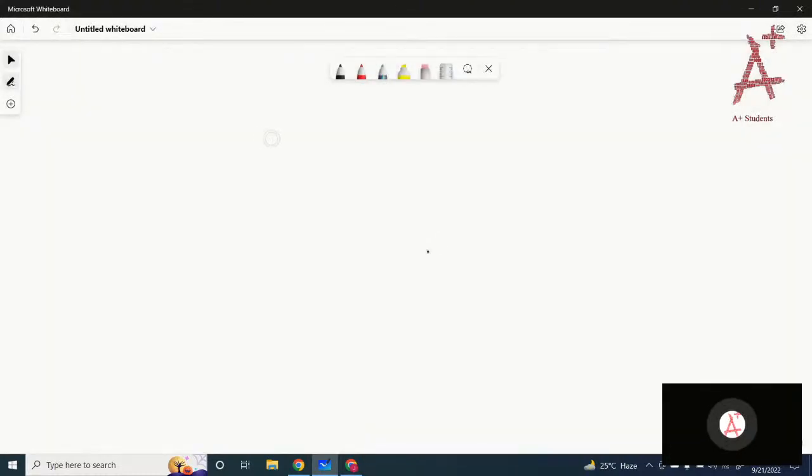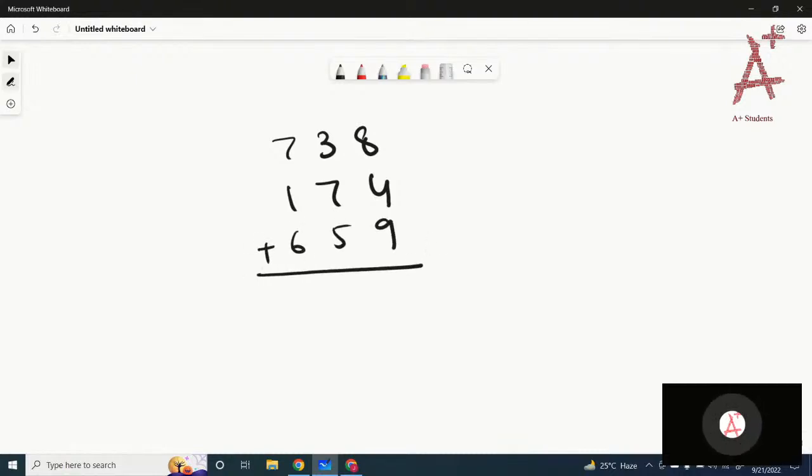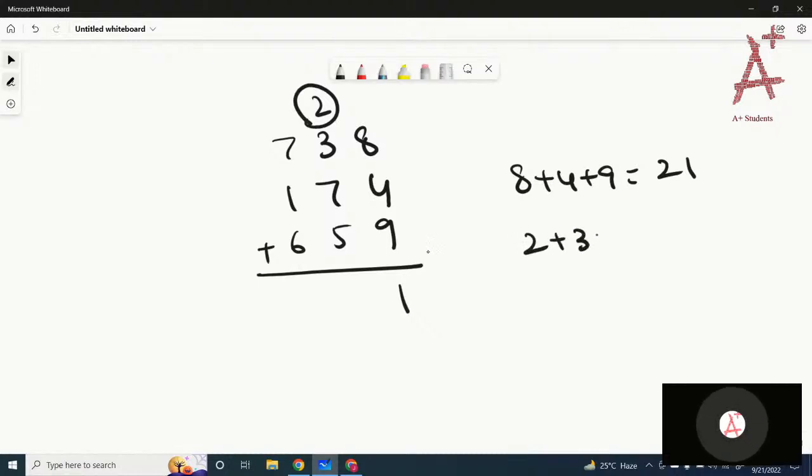So it is 738, 174 and 659. Okay, so you have to add the ones digit. So 8 plus 4 plus 9: 8 plus 4 is 12 and 12 plus 9 is 21. Write the ones digit over here and carry the tens. So now add the digits that are at the tens position and the carry as well. Got it?